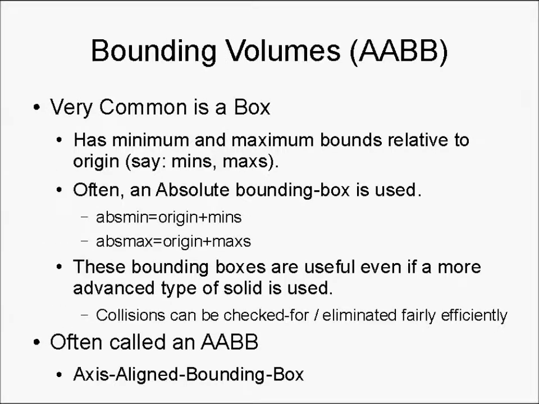Bounding volumes: AABB. Very common is a box. It has minimum and maximum bounds relative to origin, say, mins and maxes. Often, an absolute bounding box is used. These bounding boxes are useful even if a more advanced type of solid is used. Collisions can be checked for and eliminated fairly efficiently. This is often called an AABB, which stands for axis-aligned bounding box.